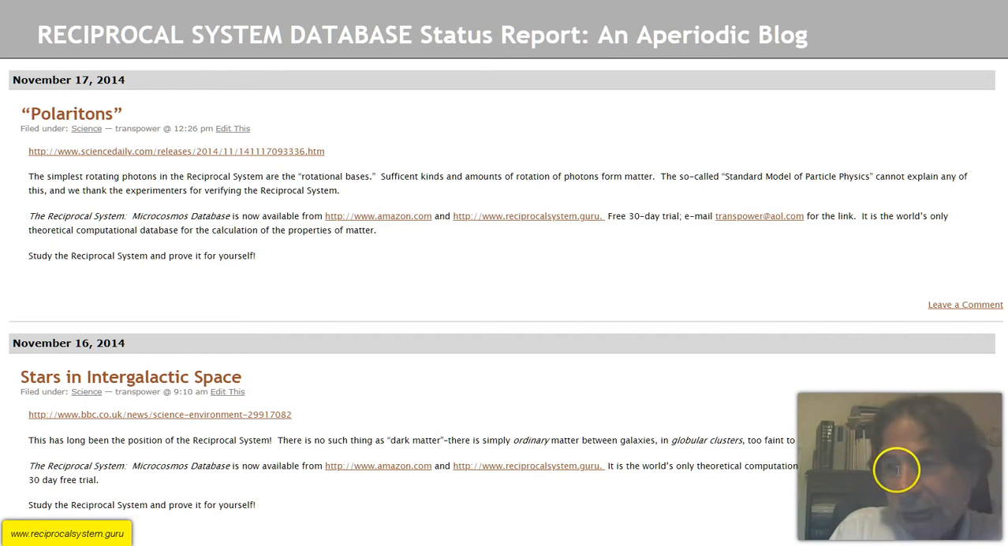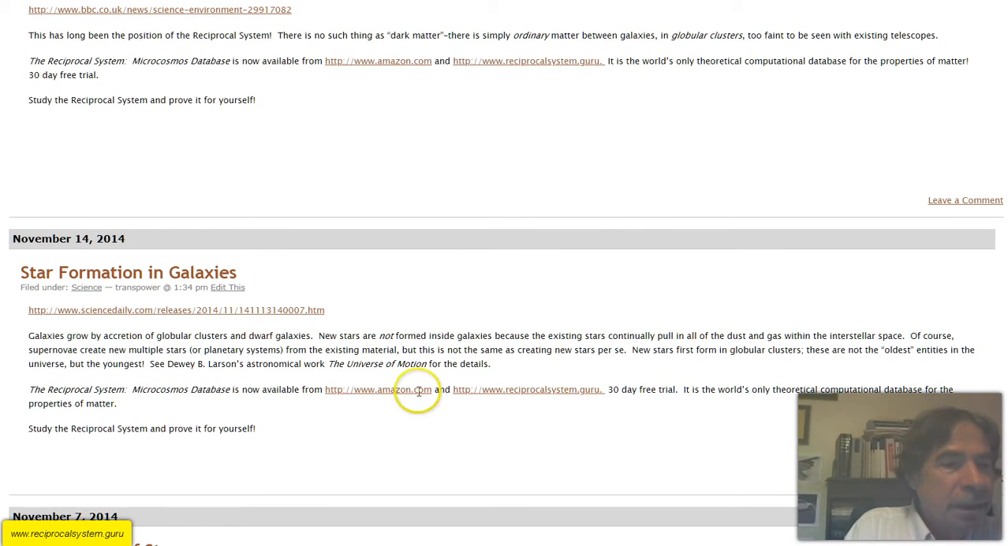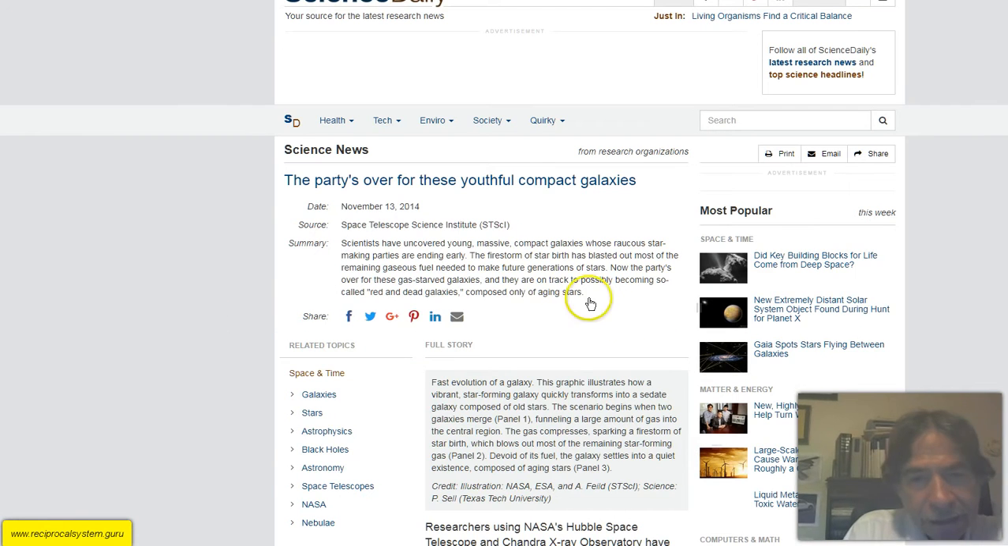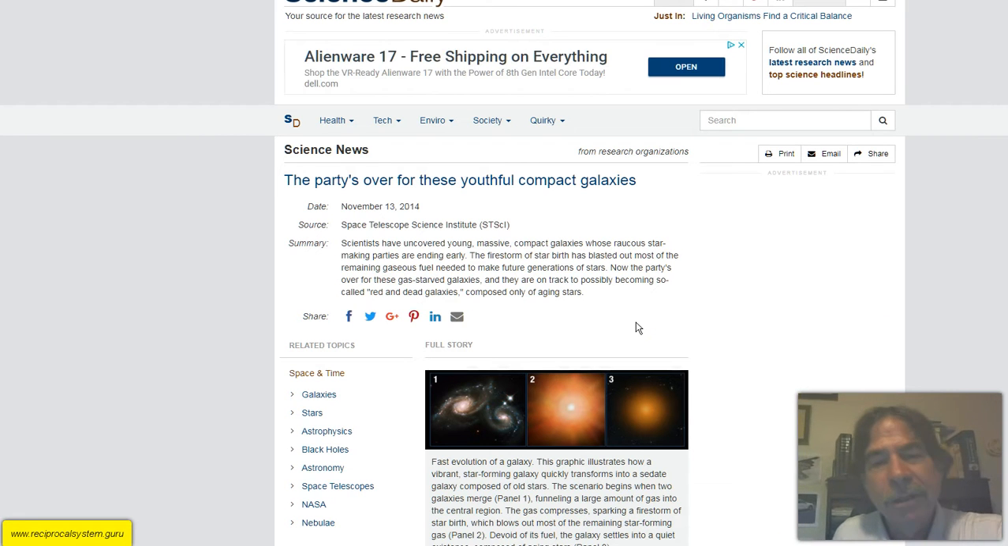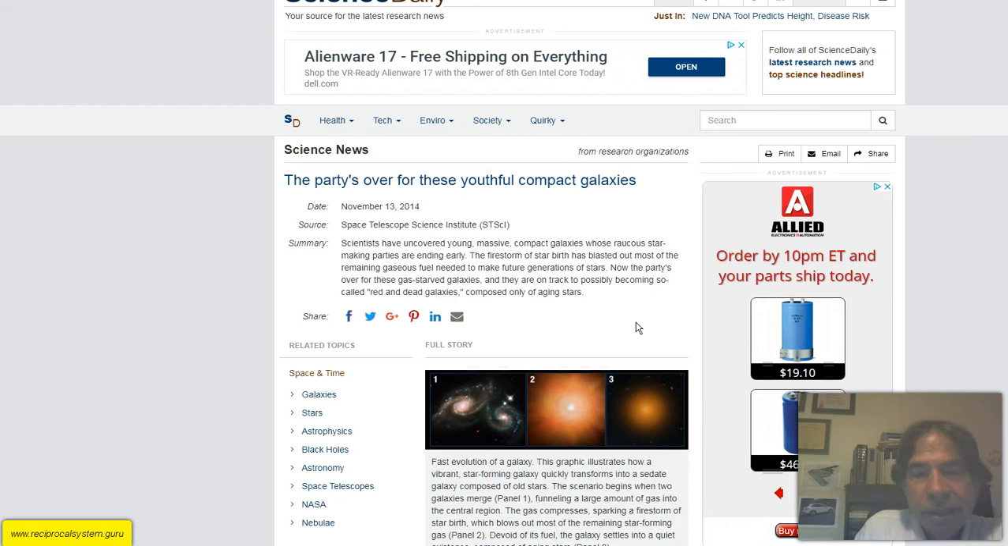Okay, now let's move on to topic number 3 today. Star formation in galaxies. So now we're back to Science Daily again. And it says here, the party's over for these youthful compact galaxies. Scientists have uncovered young, massive, compact galaxies whose raucous star-making parties are ending early. The firestorm of star birth has blasted out most of the remaining gaseous fuel needed to make future generations of stars. Now the party's over for these gas-starved galaxies, and they are on track to possibly becoming so-called red and dead galaxies, composed only of aging stars.